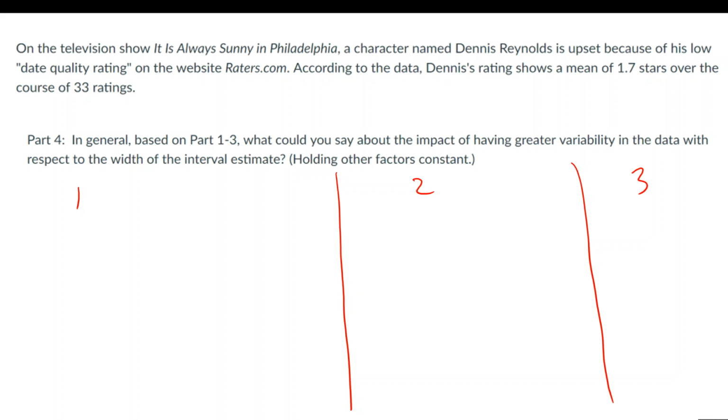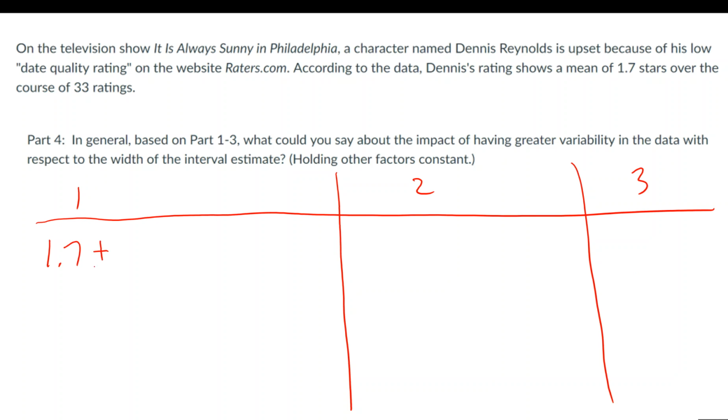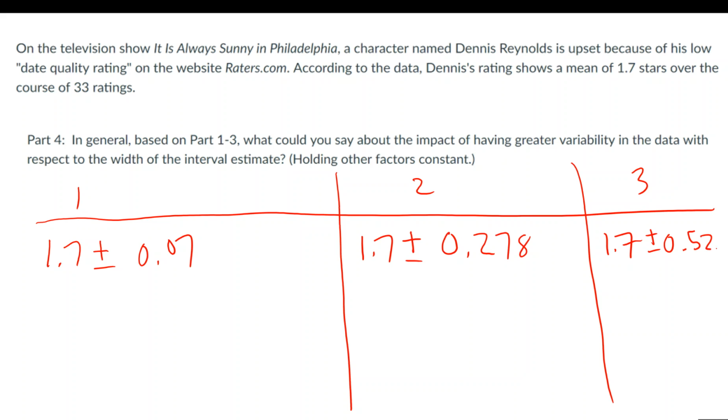In part 1, we had 1.7 stars as the point estimate, plus or minus a margin of error of 0.07. In part 2, we had 1.7 stars as the point estimate, plus or minus a margin of error now a little bit bigger, 0.278 stars. And then in part 3, we had 1.7 plus or minus 0.52 stars.